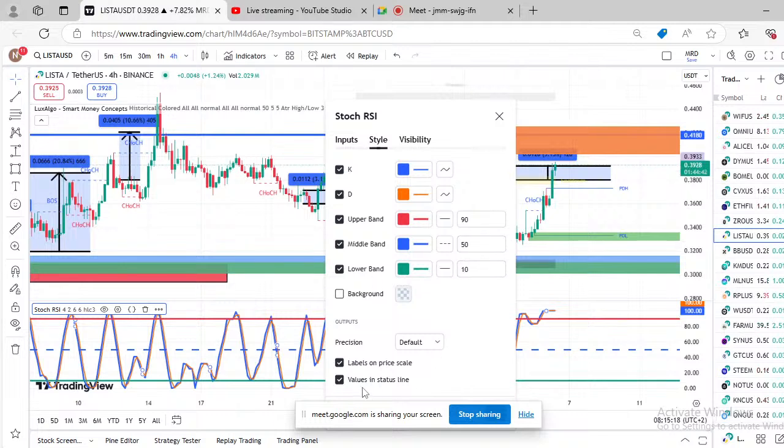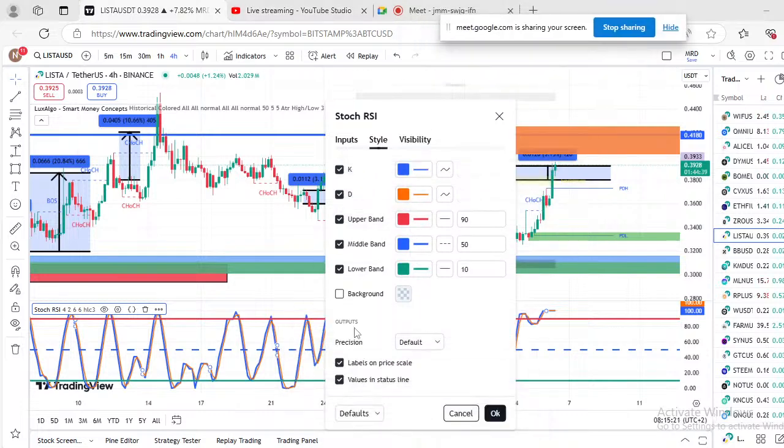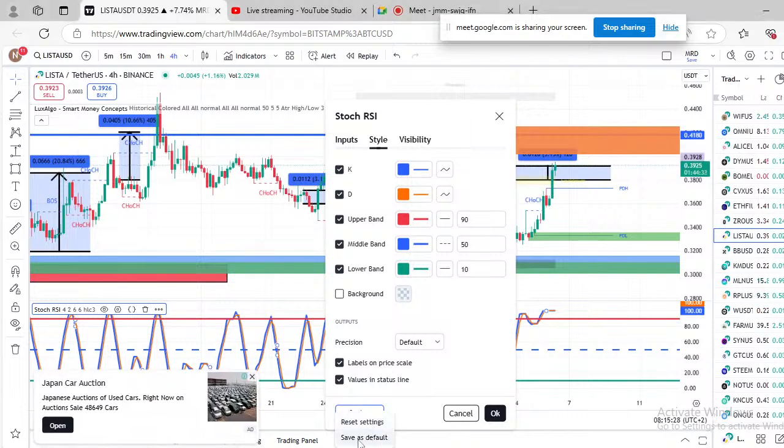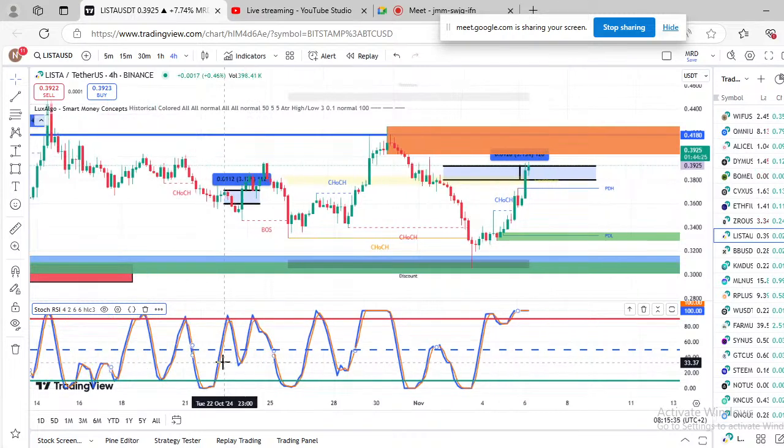From there, what we do is click on the three dots at the bottom, then you save as default, then you click OK. There you are done, and your chart will be looking like this.